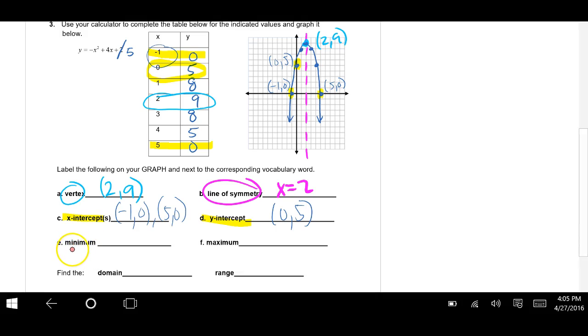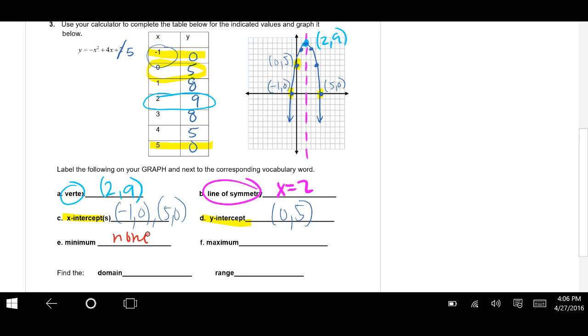The minimum is the lowest point. But if you notice, this keeps on going down forever and ever. So there is no low point. There's no bottom. Okay, so that means there is no minimum. None. And you just write none.